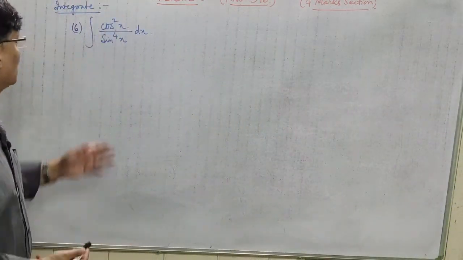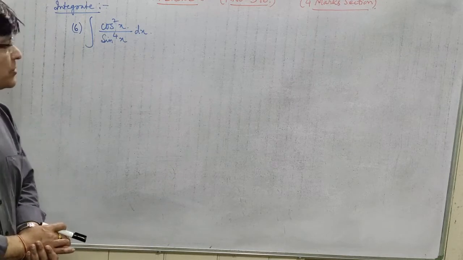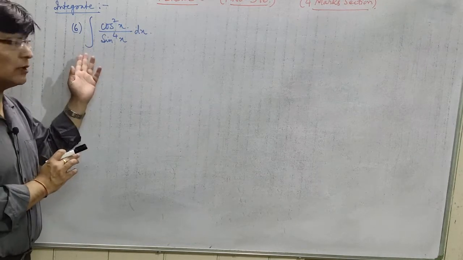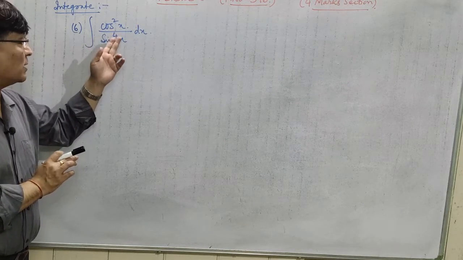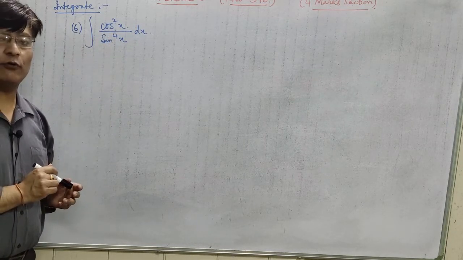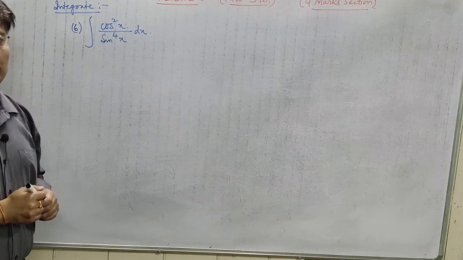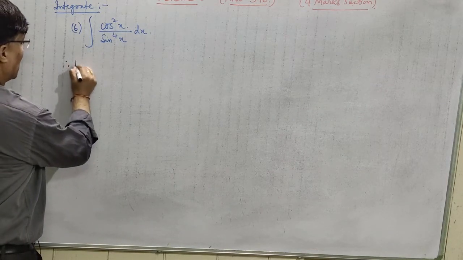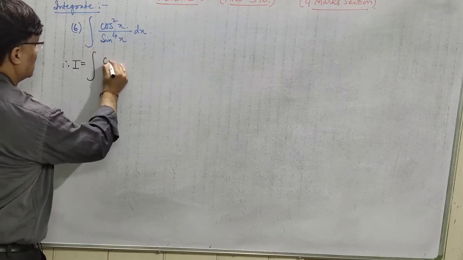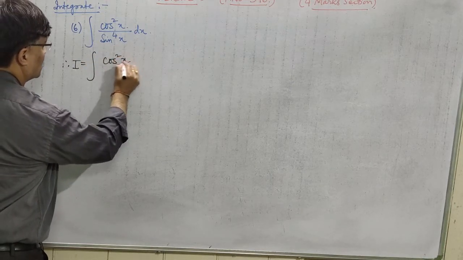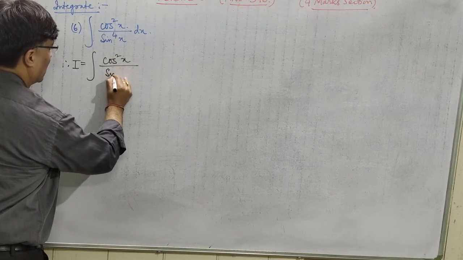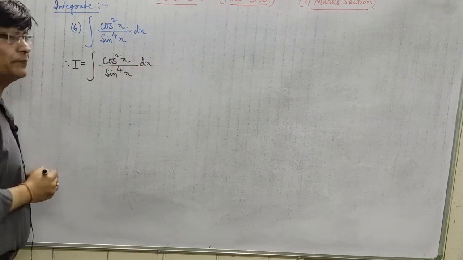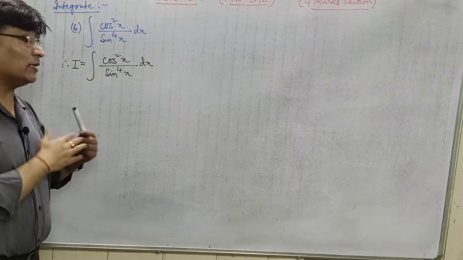So now we'll do the next question, that is question number 6. You have to evaluate this integration. That is integral of cos square x divided by sine to the power 4x dx. So how can you evaluate this integration? So let us write first, I is equal to integration of cos square x divided by sine to the power 4x dx. Okay.